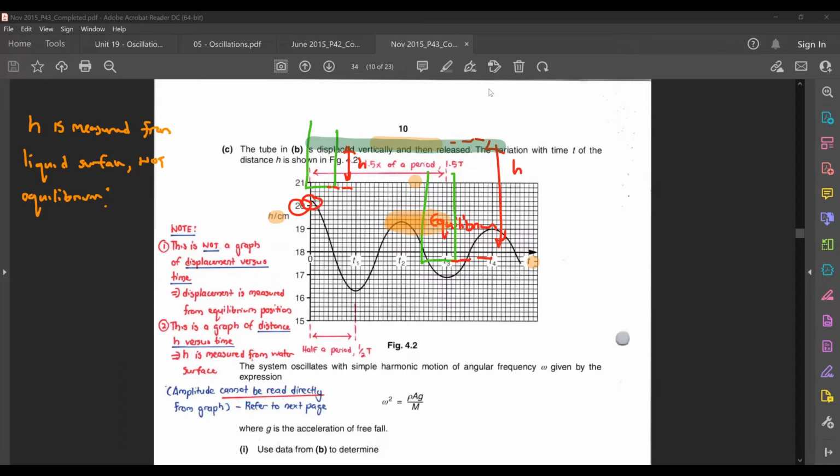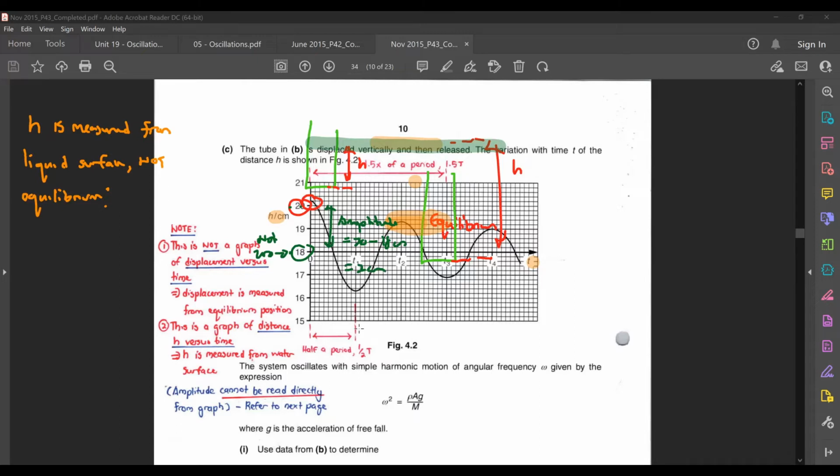To find the amplitude, all you need to do is I know that from here to here is going to be amplitude. All I need to do is take 20 centimeter minus 18 centimeter. You see this one here is not starting from 0, isn't it? So if I really want to get the amplitude, I just take the difference between this value and this value. So my amplitude is now actually 2 centimeter, right?